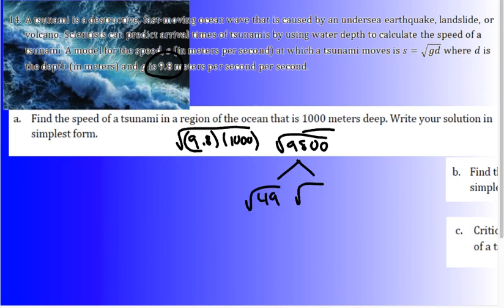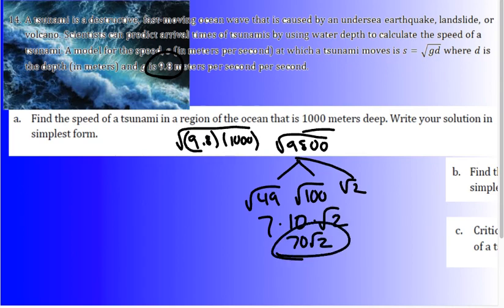Square root of 49 times square root of 100 times square root of 2. That's going to be 7. That's going to be 10. That's going to be square root of 2. So simplified, that's going to be 70 square root of 2. All right, and I can do that because I can do 3 of them.